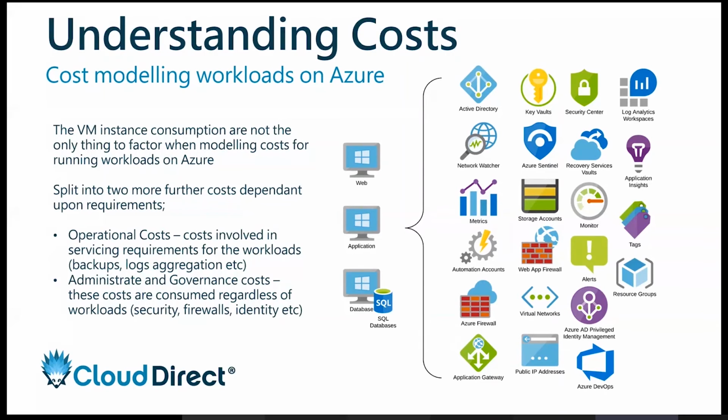But behind these servers, there are 2 other hidden costs. But ultimately, we don't want them to become hidden. We want to understand them properly. So we split them into operational costs and administrative and governance costs. The operational costs are relative to the workload. So the more of the workload I have, the more operational costs are going to be incurred.